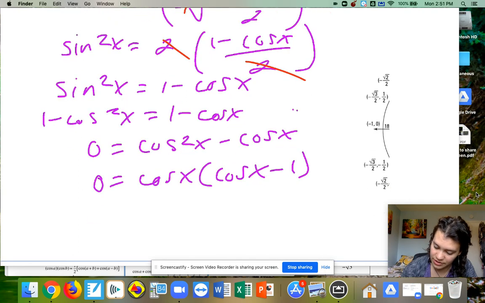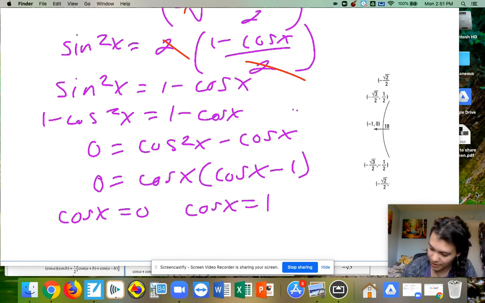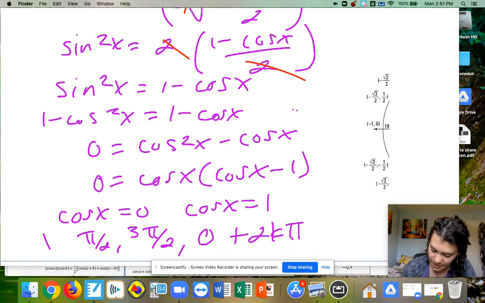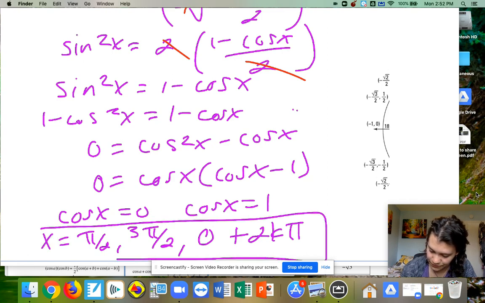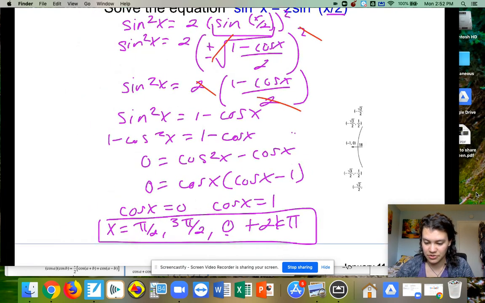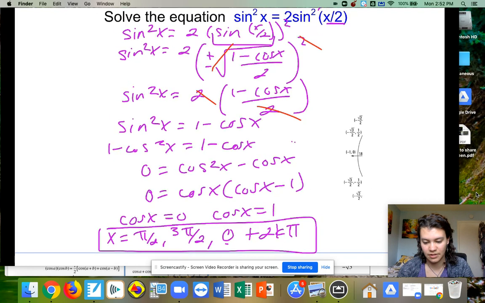Break it up into two chunks, and you get cosine of x equals 0, cosine of x equals 1. Look at your sheet, and you should get pi over 2 and 3 pi over 2 from the first one. And at 1, you're going to be at 0 or 2 pi. So 0, you could say. Then you're going to add your 2k pi to both of these. And that's your answer. You could also have 2 pi right here instead of 0. It doesn't really matter. So there it is, all together.